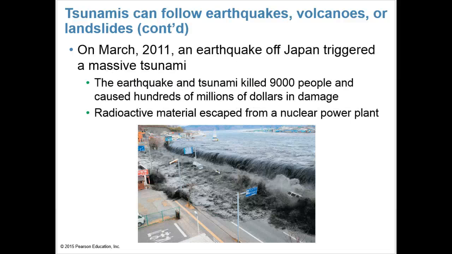In March 2011, an earthquake off Japan triggered a massive tsunami. The earthquake and tsunami killed 9,000 people and caused hundreds of millions of dollars in damage. Radioactive material also escaped from a nuclear power plant, so it can have even a bigger toll on us.